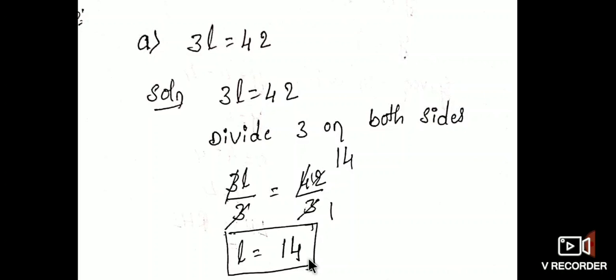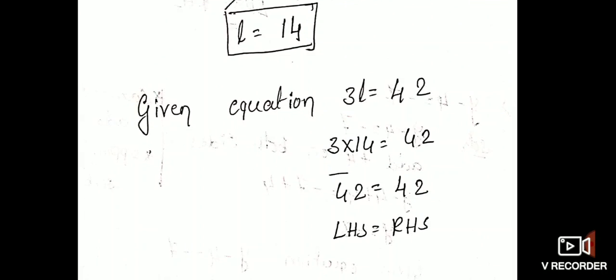So your variable is separated. The variable is separated and we get the value of the variable, that is equal to 14. Then what we have to do? We should solve the equation. So the given equation is 3L is equal to 42. 3 into the value of L, which is 14, that is equal to 42. 4 threes are 12, get 2, carry 1. 1 three is 3, 3 plus 1 is 4, so 14 threes are 42. 42 is equal to 42. LHS is equal to RHS.